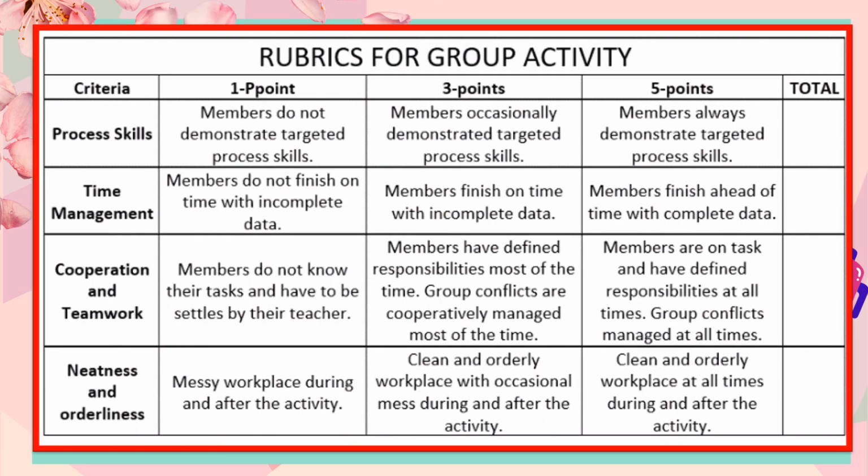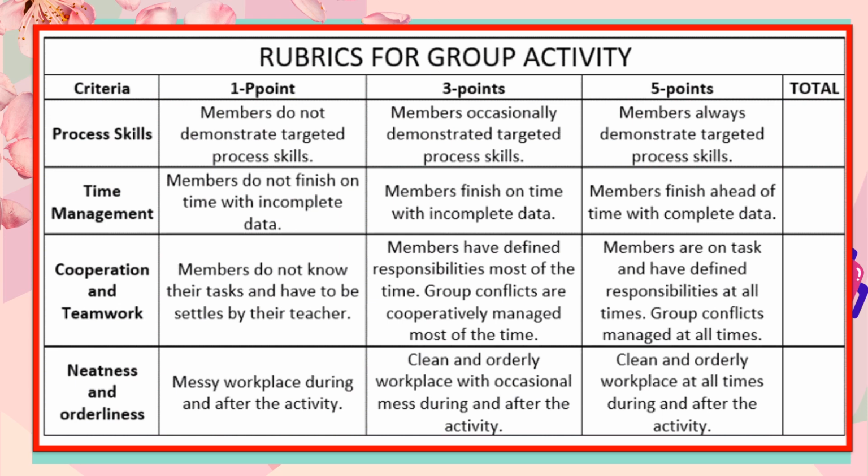And we will use the rubrics for group activity. The criteria are process skills, time management, cooperation and teamwork, neatness, and orderliness. You will get 1 point if the members do not demonstrate targeted process skills, members do not finish on time with incomplete data, members do not know their tasks and have to be settled by their teacher, and messy workplace during and after the activity.